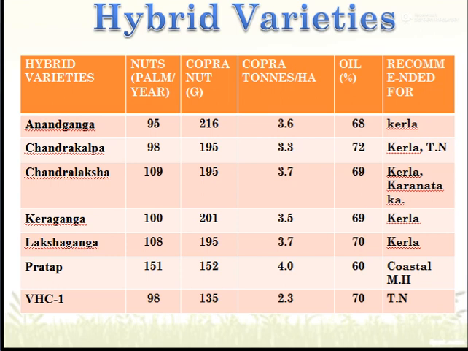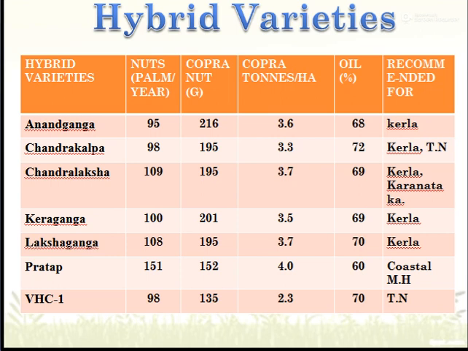Then Chandrakalpa and Chandralaksha are mostly recommended for the Kerala and Tamil Nadu region and also in the Karnataka region. In Maharashtra, mostly the Pratap variety is recommended for coastal Maharashtra. It contains about 60% of oil and 151 nuts per palm per year.